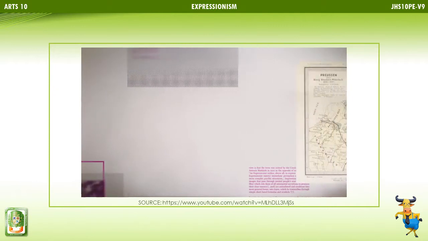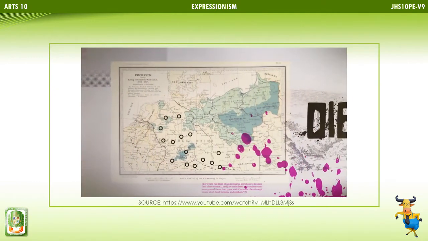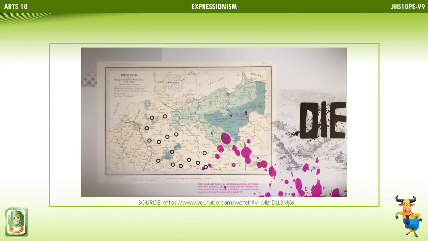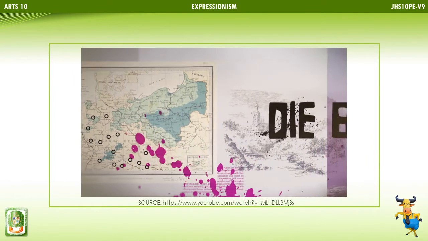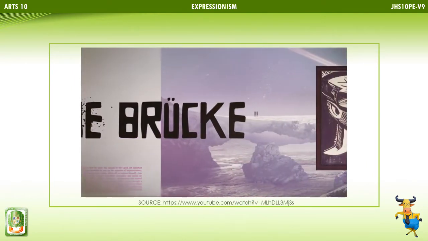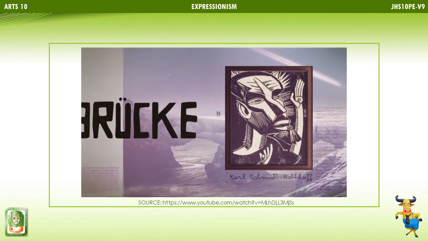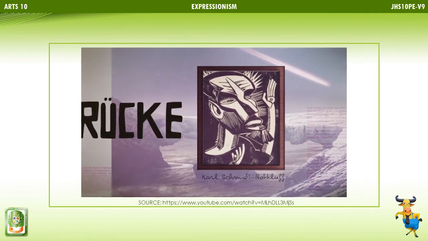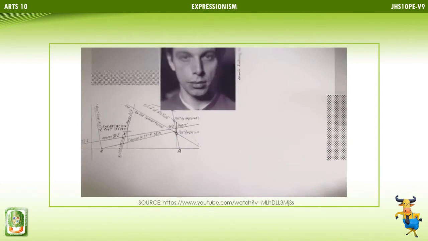Artists associated with Expressionism emerged in centres across Germany and Austria. In Dresden, a group of artists called themselves Die Brücke, or the Bridge, seeing their art as the bridge into the future as they freed themselves of the constraints of tradition.